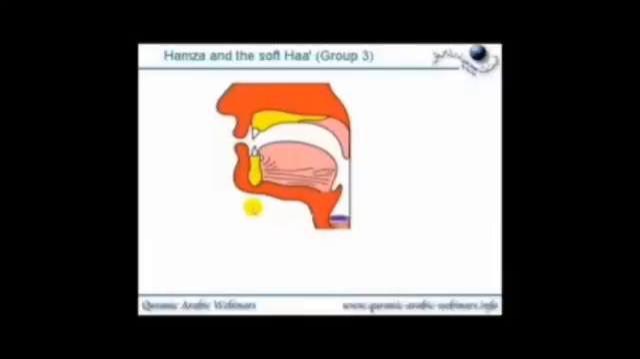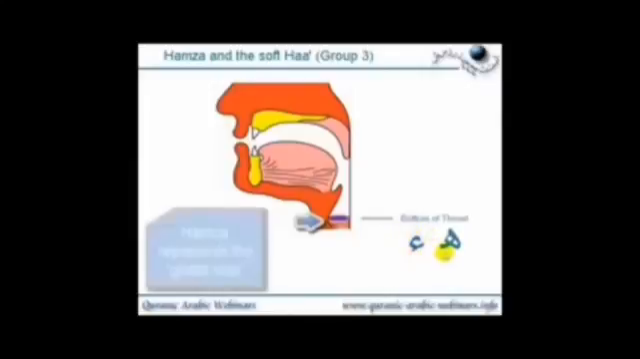The next group of letters are all the throat letters. So we'll start with two letters which originate right at the bottom of the throat. So the letters are Hamza and the soft Ha.